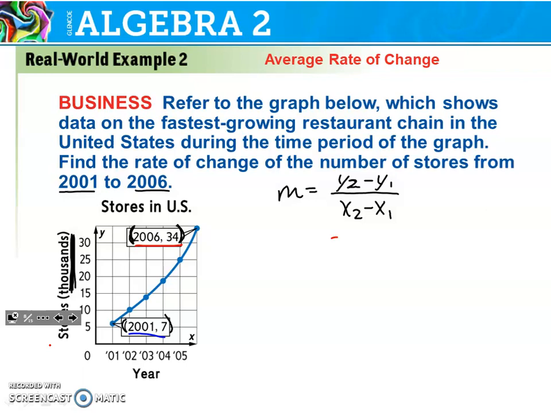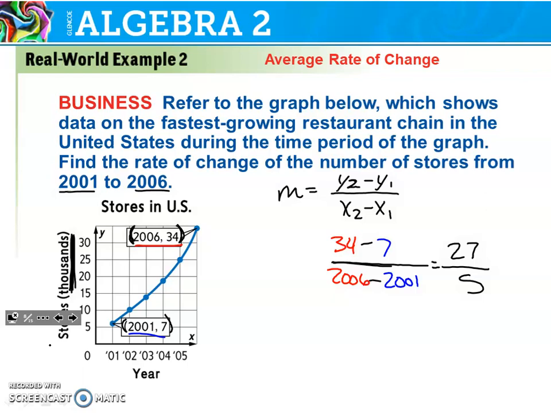So I'm going to do 34 minus 7 over 2006 minus 2001. Okay, so 34 minus 7 is going to give me 27 over 2006 minus 2001. That's going to give me 5.